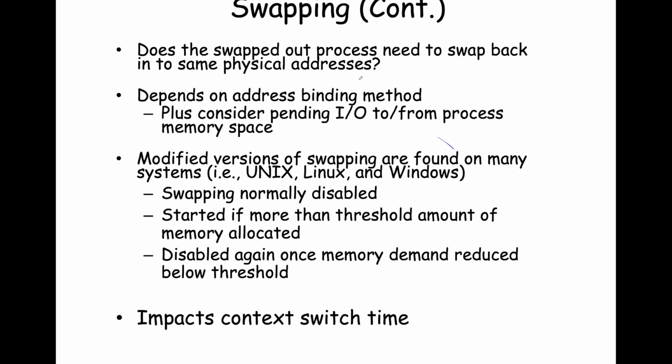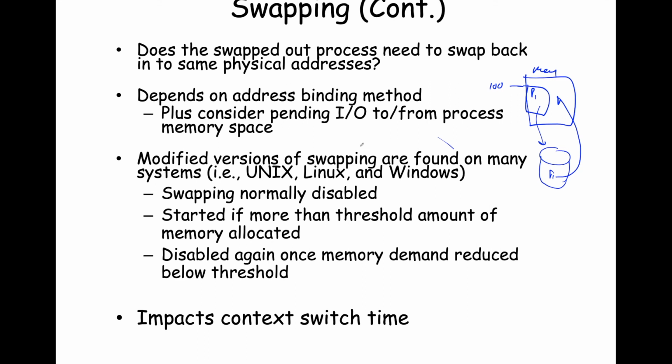So one question one might ask: does a swapped out process need to swap back in to the same physical address? If you have your main memory and some process, P1, and let's say P1 is loaded at address 100. Now you swap it out onto the backing store. When you swap it back in, do you need to reload it in the same place? Well, that depends on the method you use for binding.